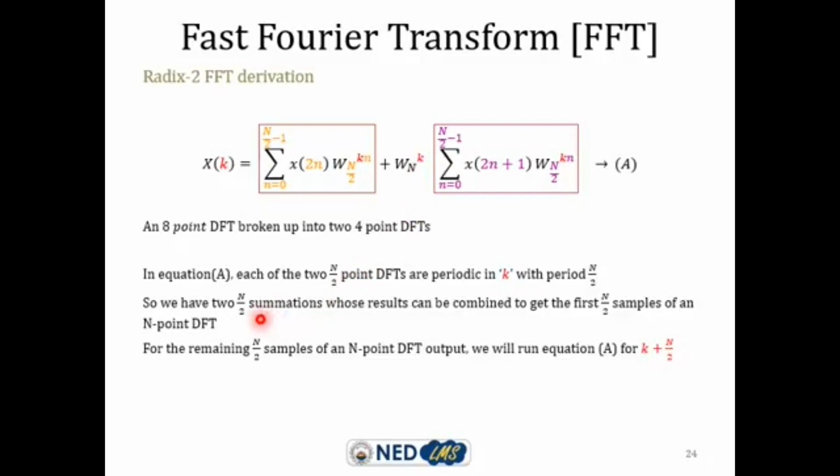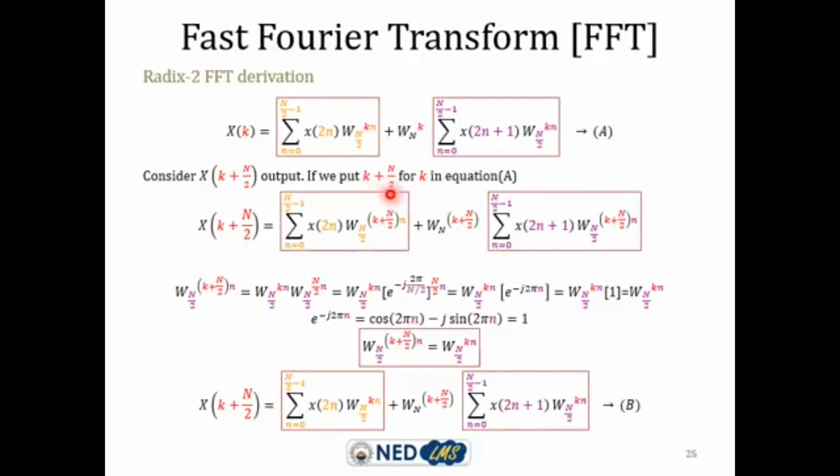Now, for the remaining N by 2 samples of an N-point DFT, we will run equation A for k plus N by 2 in order to check what will happen if we run this equation for k plus N by 2. So let's substitute k plus N by 2 instead of k in equation A, and this will be the resultant equation after making this substitution.